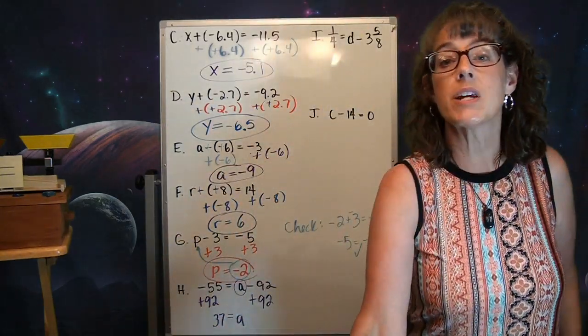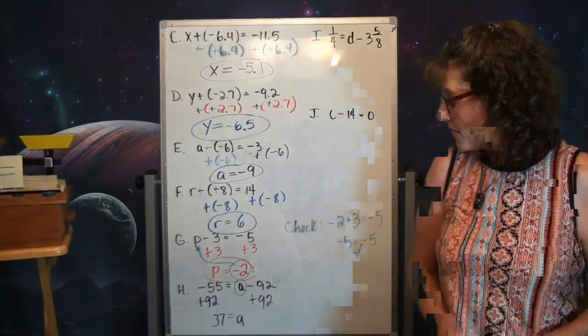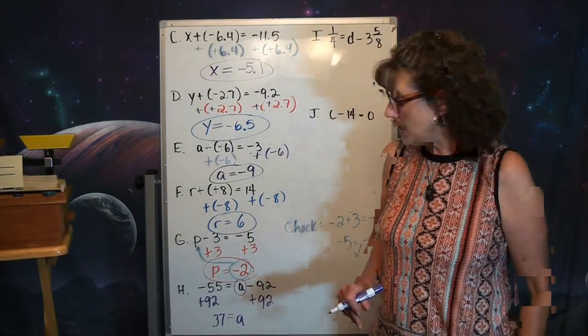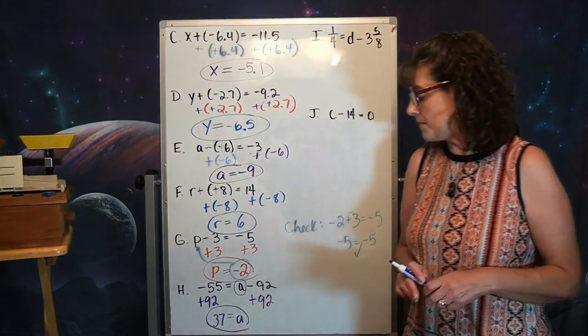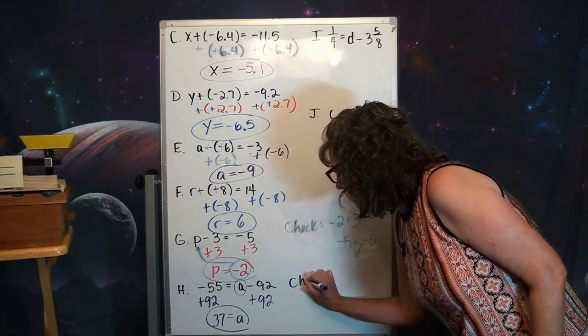And then, like we said before, take the sign of the larger one. That 92 is larger, so we're going to keep its sign, which is positive. So my A is going to be 37. And once again, we can check this one as well.